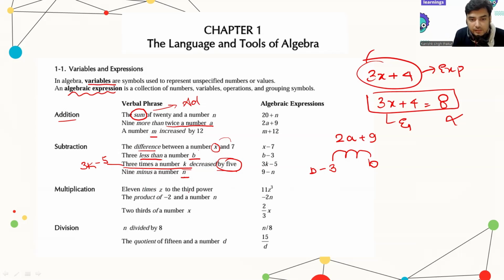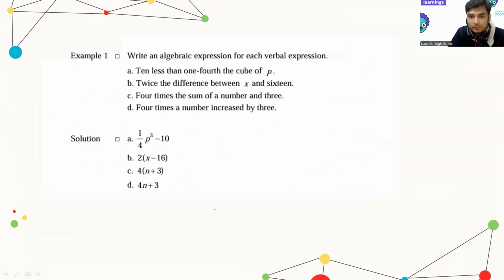Multiplication: 11 times z to the third power, so 11z cube. Product of minus 2 and n, so minus 2n. 2/3 of a number x, 2 by 3x. n divided by 8. And quotient of 15 and a number d is 15 over d.